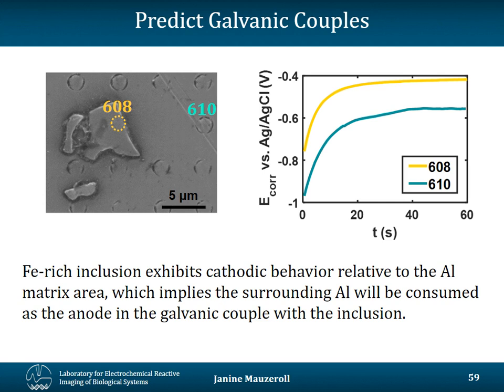If you zoom in, you can see too our ability, like in 608, that's the yellow line, and 610 is the metal matrix. And you can see that the iron-rich inclusions, which are in yellow, exhibit a cathodic behavior relative to the aluminum matrix. And so what that tells you in a kind of measurement like this is that the surrounding aluminum matrix is going to be consumed as the anode, and there is going to be a galvanic couple with the inclusion.